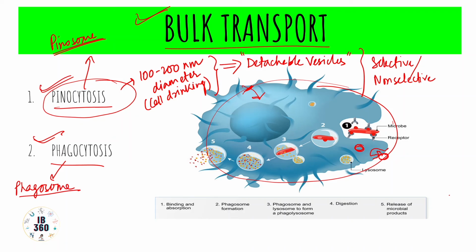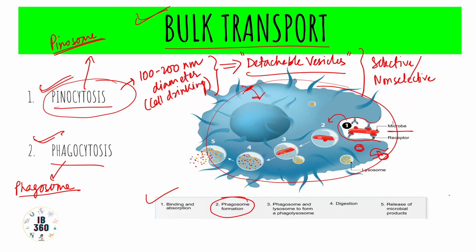Phagocytosis is the cell eating method, and it is the transfer of solid matter like food, foreign particles, pathogens, etc. across the membrane. Here also detachable vesicles would be formed. This is a diagram. First of all, you see binding and absorbing is done. WBCs undergo phagocytosis of foreign microbes. So first they will form this invagination of plasma membrane, then that will get pinched off, and this is the phagosome which is formed.